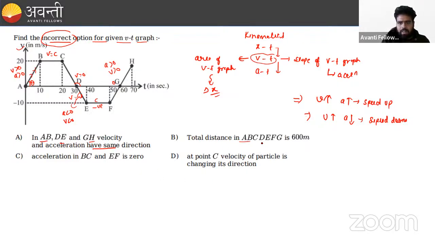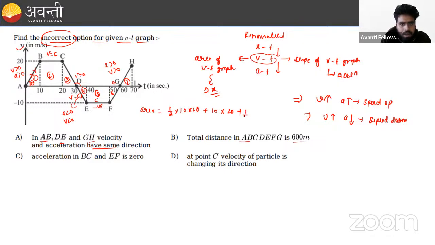The next option says the total distance in A, B, C, D, E, F, G is 600 meters. If we talk about the total distance, we take the area of this part, this part, this part. And we know that in order to find the distance, we have to take the magnitude of displacement. So that is part 4, 5, 6 and 7. If we add all these areas, these are our distance. What is the area of the first part? Half base into height, that is 20. What is the area of the second part? 10 into 20. What is the area of the third part?